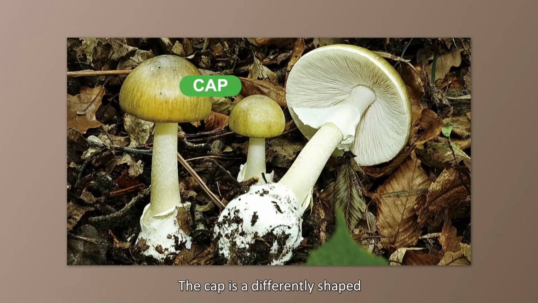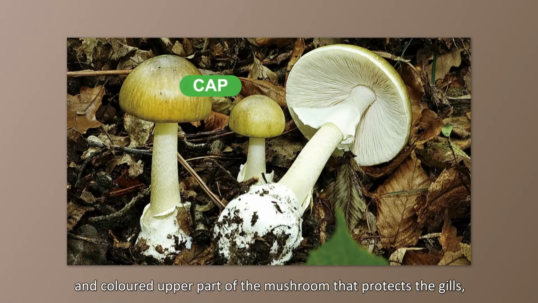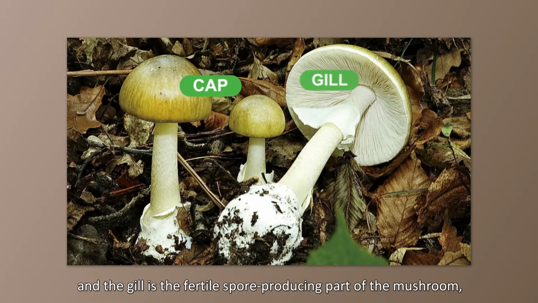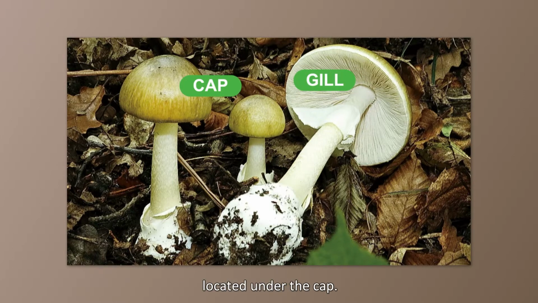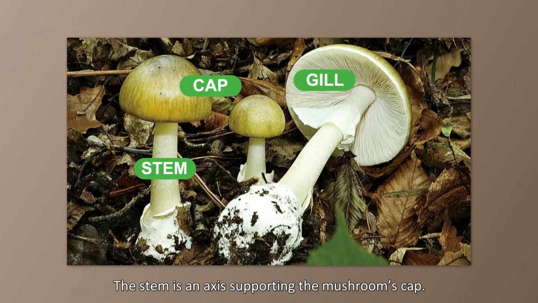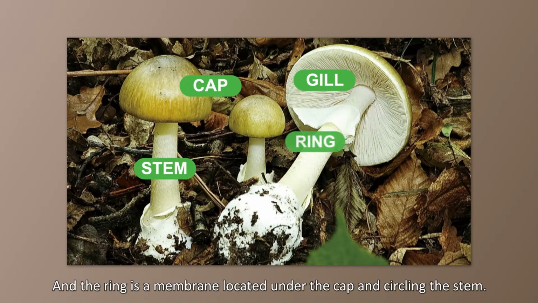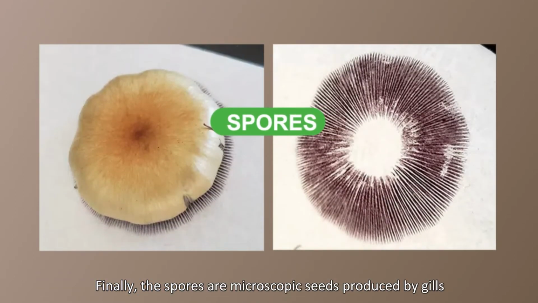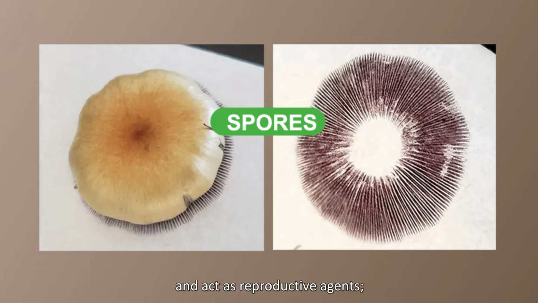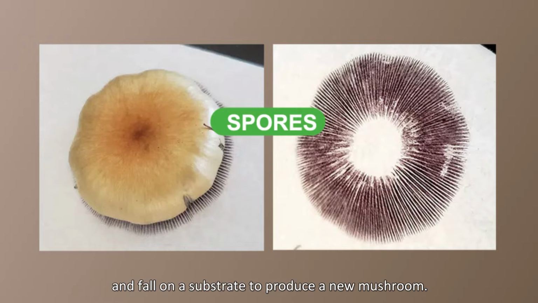The cap is a differently shaped and colored upper part of the mushroom that protects the gills, and the gill is the fertile spore-producing part of the mushroom located under the cap. The stem is an axis supporting the mushroom's cap, and the ring is a membrane located under the cap and circling the stem. Finally, the spores are microscopic seeds produced by gills and act as reproductive agents. They are usually released into the air and fall on a substrate to produce a new mushroom.